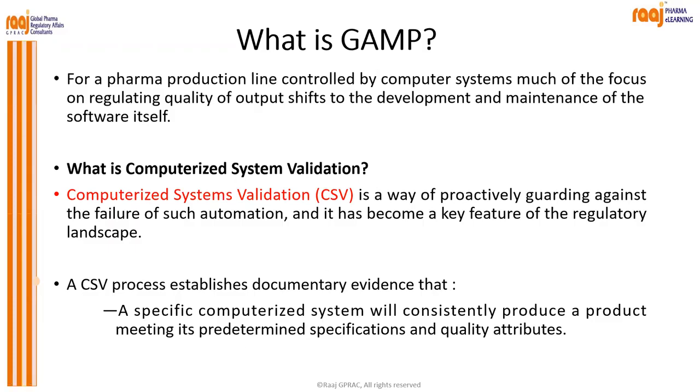So what does computer system validation mean? CSV is the way of proactively guarding against the failure of such automation, and it has become a key feature of the regulatory landscape. During the last 5 years, you must have seen that data integrity has become very important, because everything is automated and an audit trail, an audit log, is generated by the system.